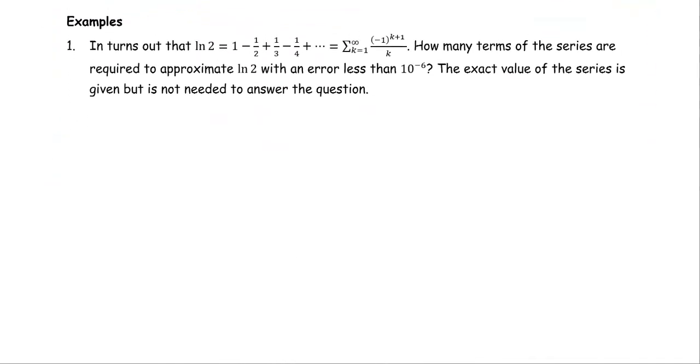The natural log 2 is in the form of the alternating series 1 minus 1 over 2 plus 1 over 3 minus 1 over 4 and so forth, or in the form of the summation of (-1) to the k plus 1 divided by k. How many terms, or looking for the n, are required to approximate the natural log 2 with the error less than 10 to the power -6?